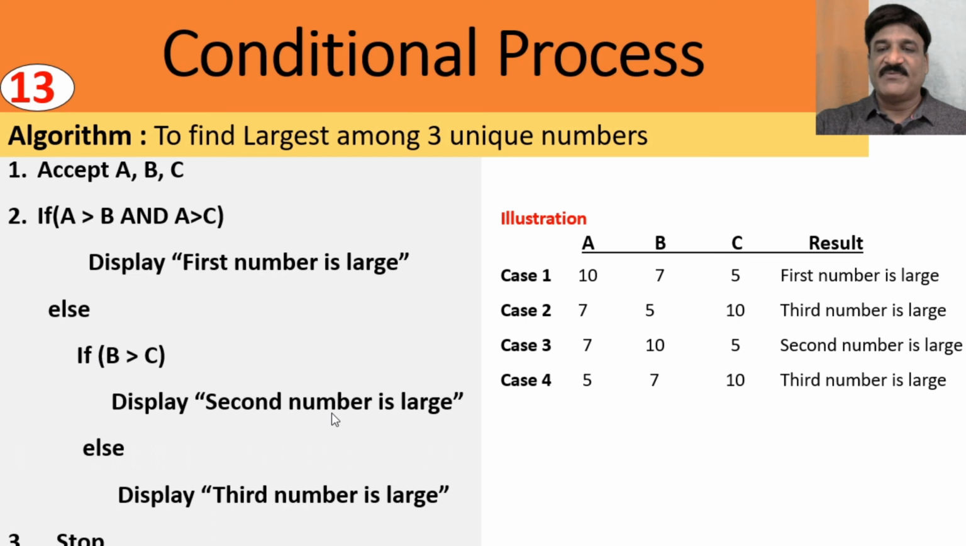Okay, now take one more case. 5 is greater than 7? No, the condition itself is false, so else part. 7 is greater than 10? No, so again control will be transferred to this part, so third number is large. Okay, again we have chosen certain sample data just to check the correctness of our algorithm.